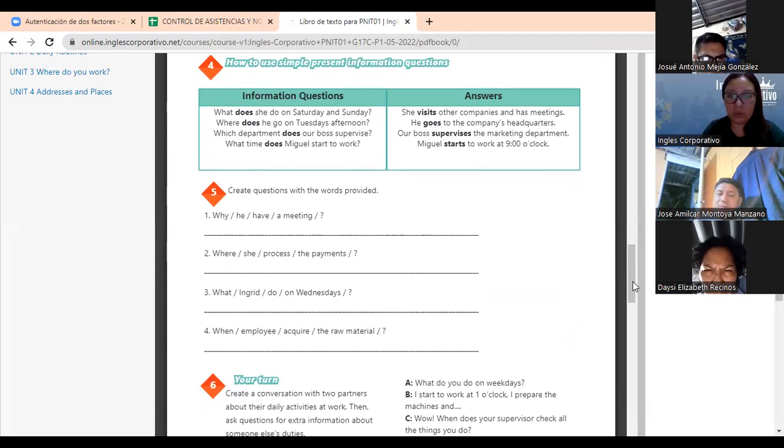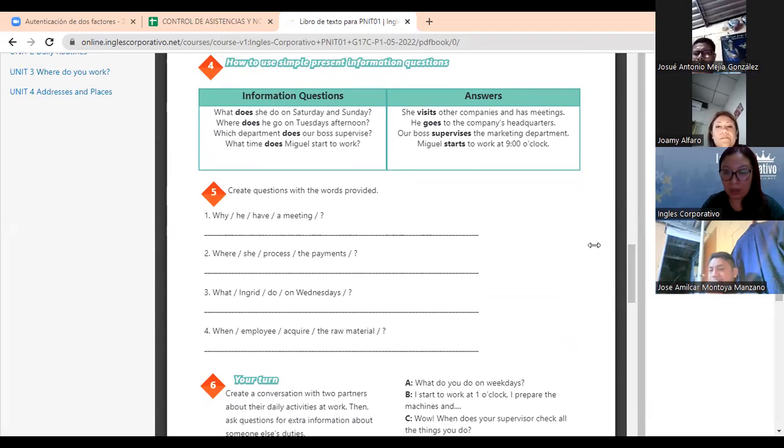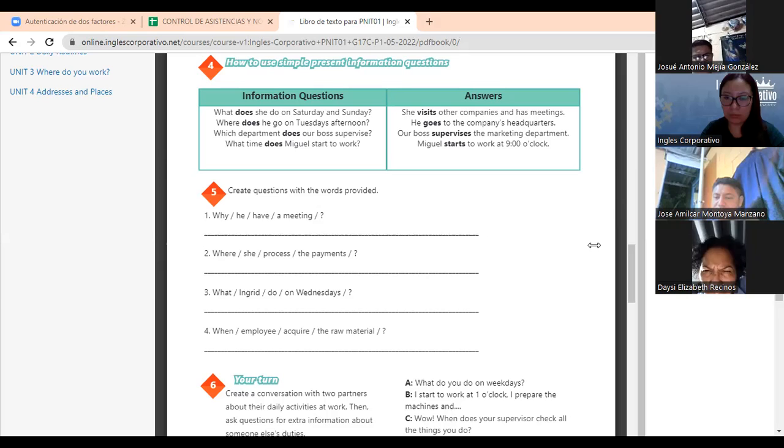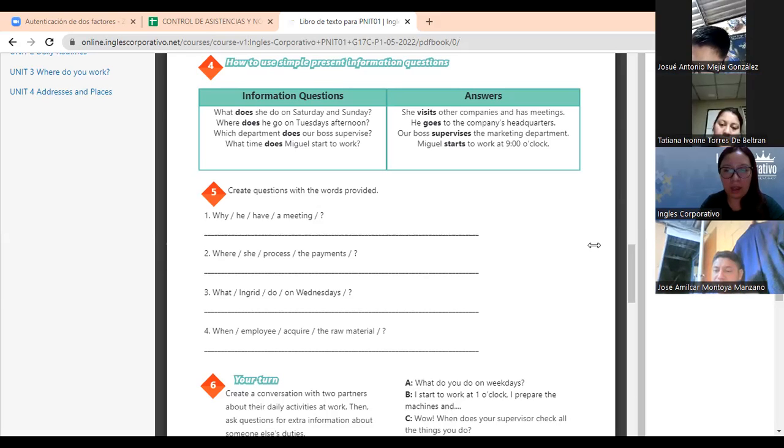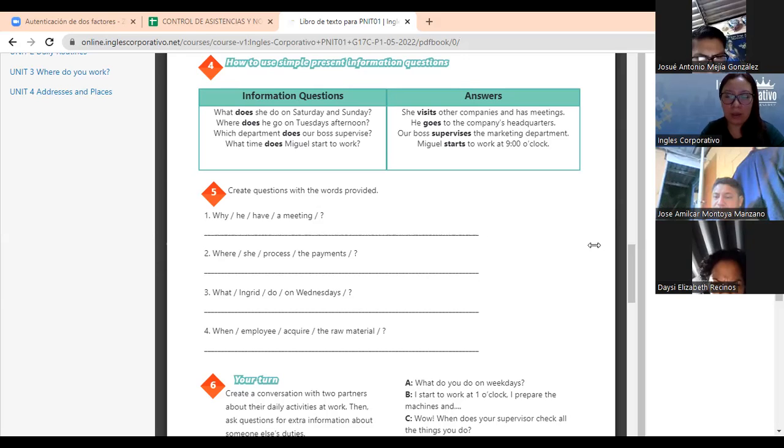Vamos a iniciar con Josué. You will be number one. Vamos a ver, necesitamos tres voluntarios más. Joami, you will be number two. Number three and number four quedan todavía, veamos. I'm going to give this one to Tatiana, you will be number three. And let's see, Adolfo, me ayuda con number four, please. Let's start, iniciamos.